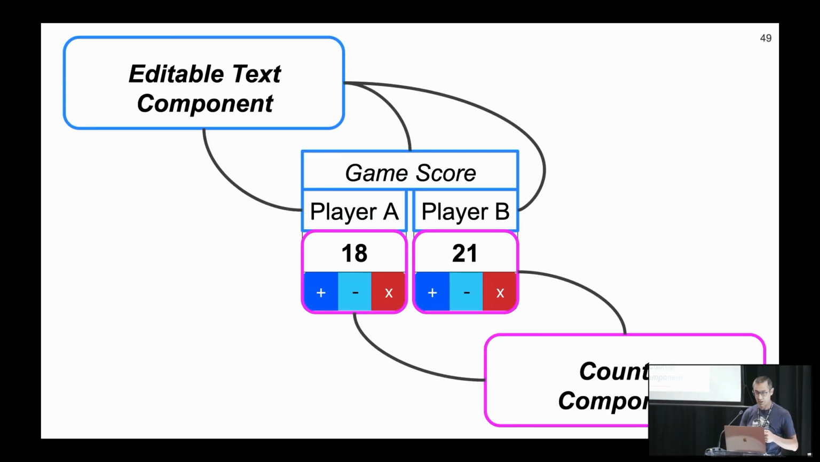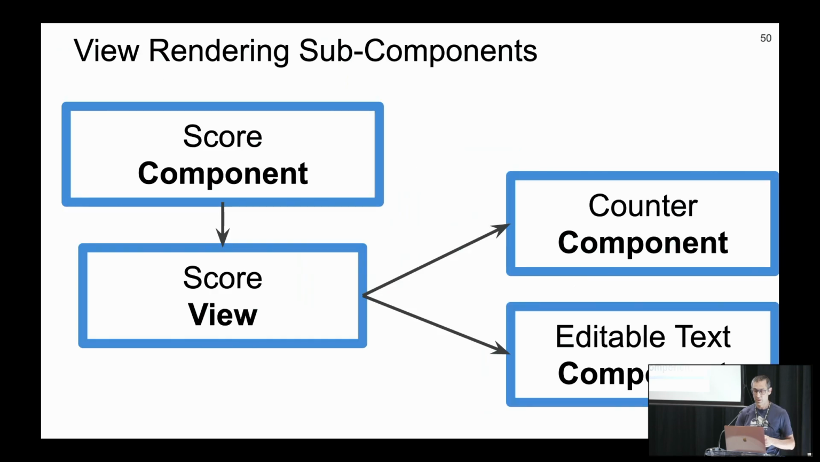Compose components. What we have in this score component is 5 different components: 2 counters and 3 text areas, one for the title of the match and one for the name of each player. Those are all different components. Here I use instances of 2 different classes, 3 from editable text and 2 from counter. Put them together and make a new component.